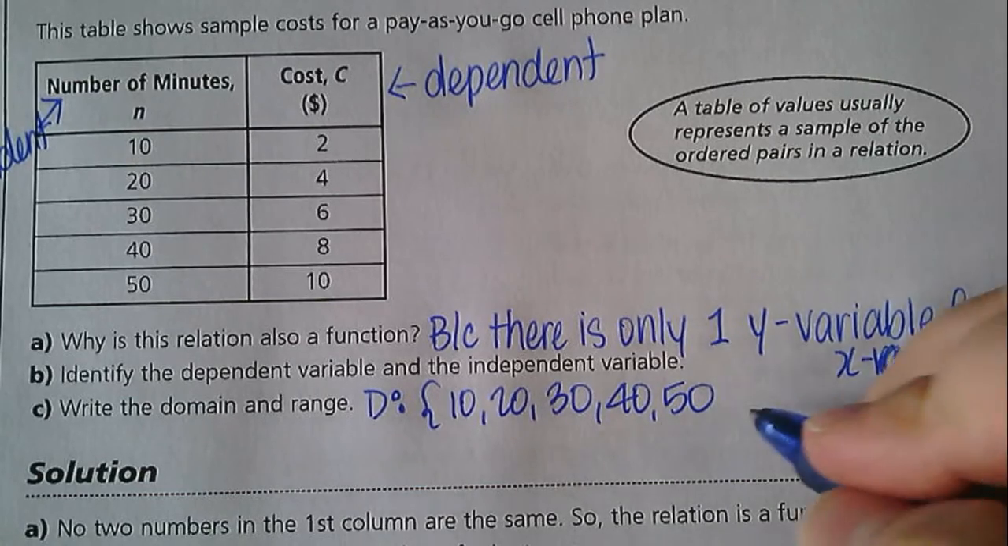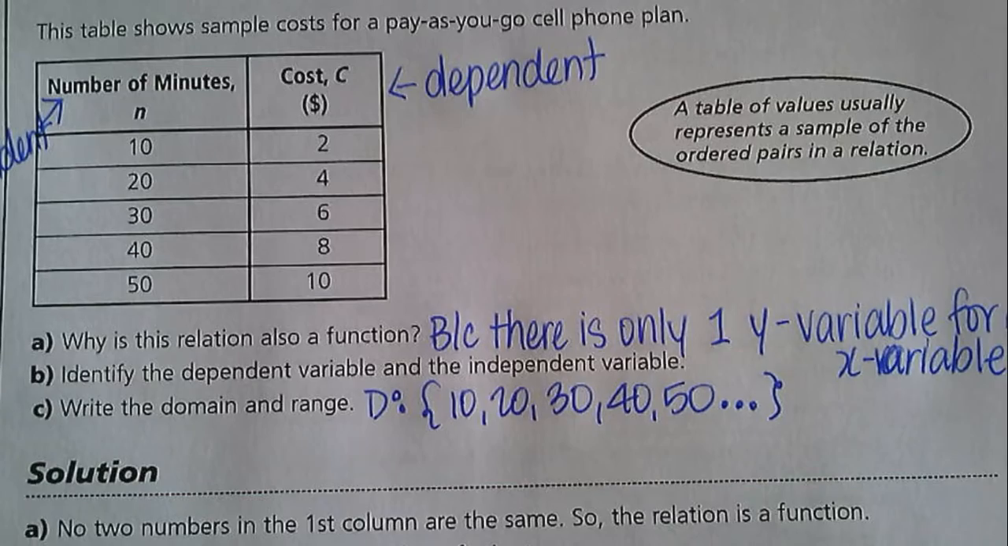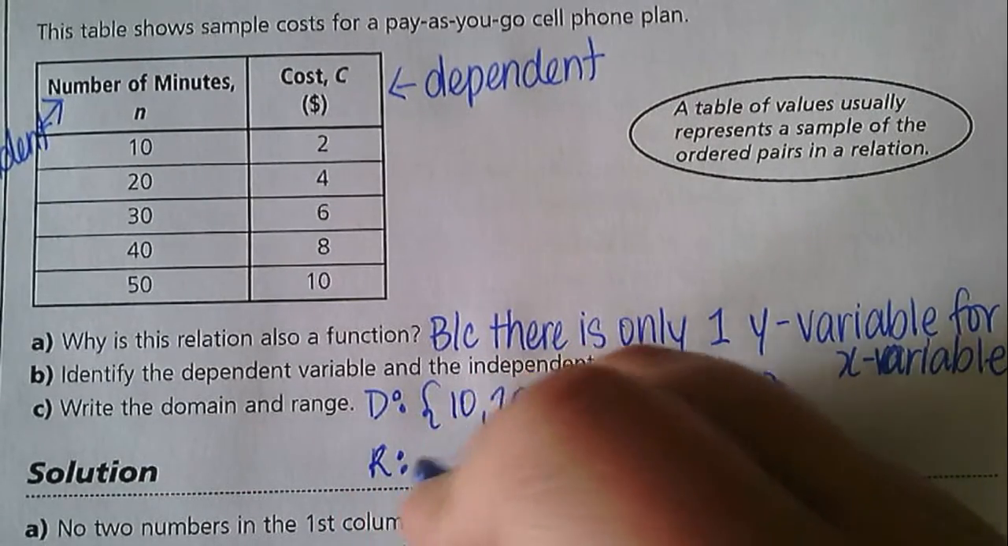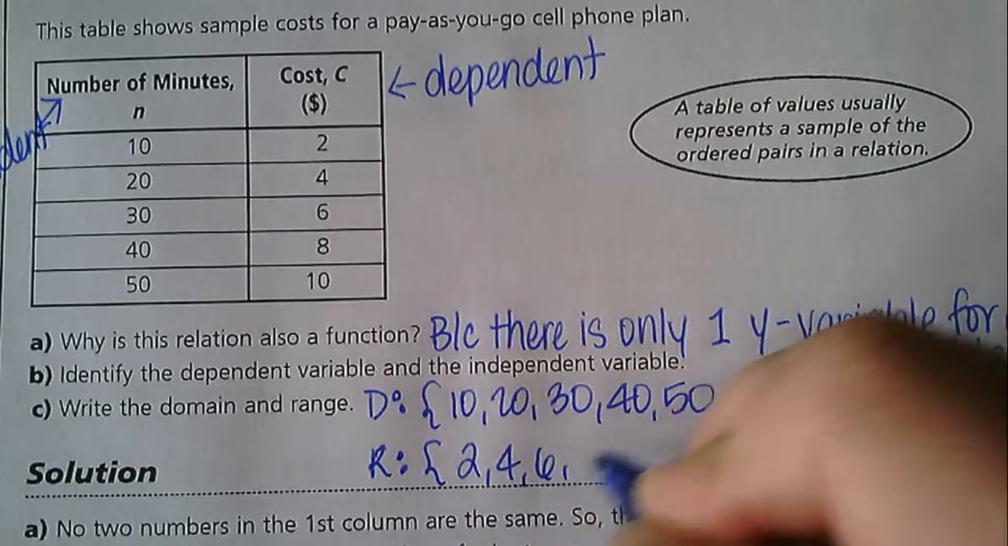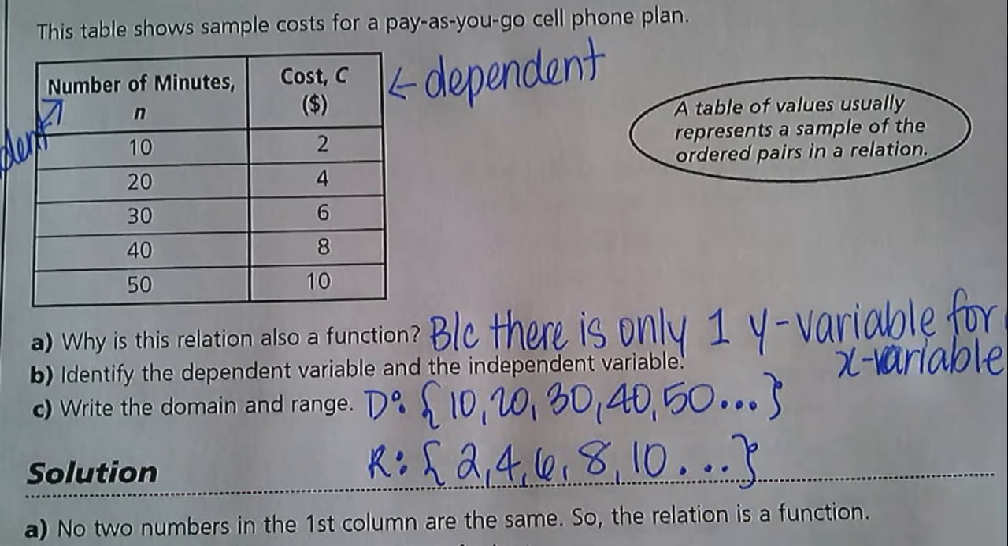Now the example down there shows ellipsis. Basically what that's saying is that it could continue. If you didn't include the ellipsis though, that's all right. You don't need to include that. And my range is 2, 4, 6, 8, 10. Again, could continue if my number of minutes went up.